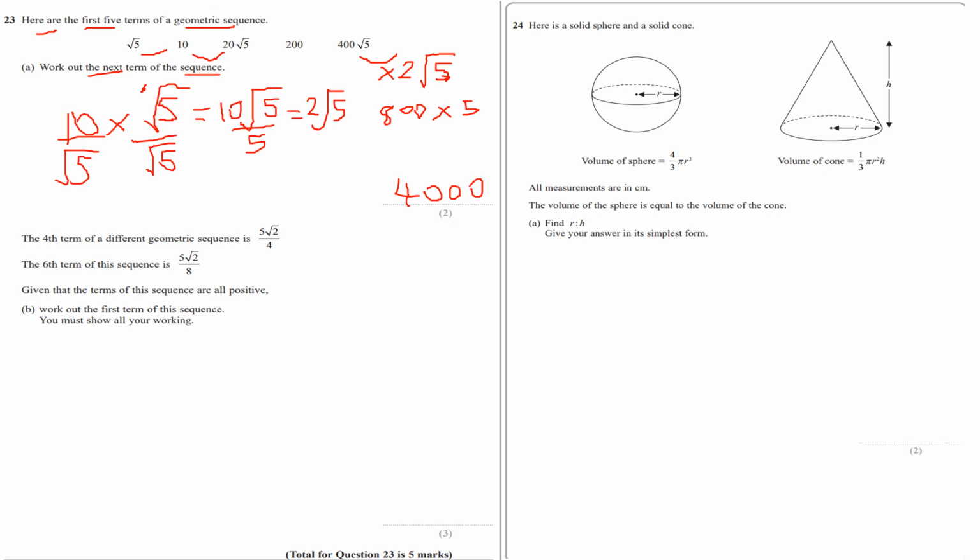Okay, this next one. The fourth term of a different geometric sequence is 5 root 2 over 4. The sixth term of the sequence is 5 root 2 over 8. Given that the terms of this sequence are all positive, work out the first term in the sequence. You must show your working. Okay, so the fourth term is 5 root 2 over 4. And then I've got a gap. Then I've got 5 root 2 over 8.